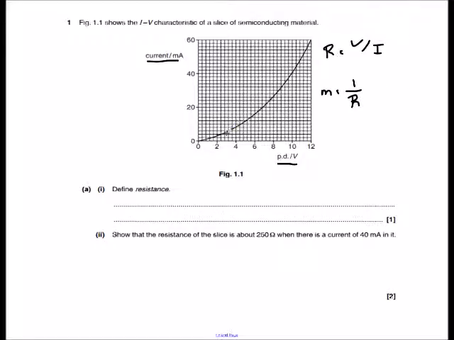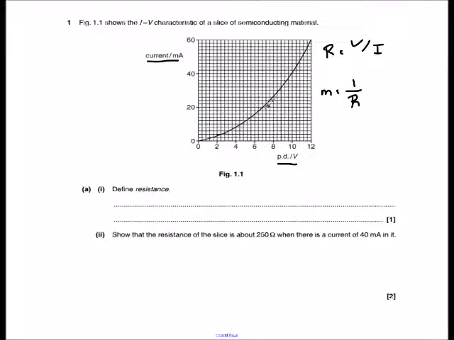You can't talk about the gradient and link it to the resistance, because the gradient doesn't tell you the resistance in this case, because they've plotted the current on the y-axis and the potential difference on the x-axis. So you won't get marks if you start talking about the gradient and saying that that's to do with the resistance, because it's not.